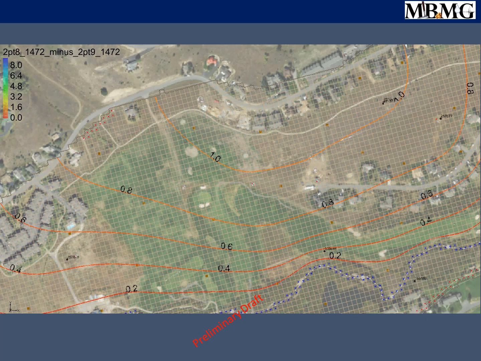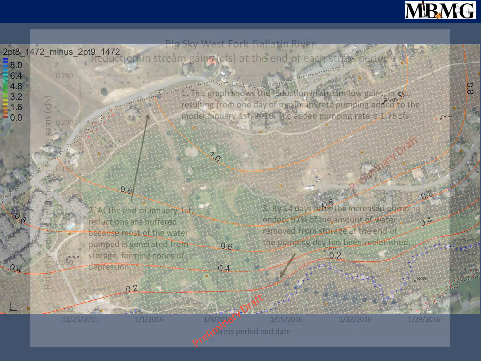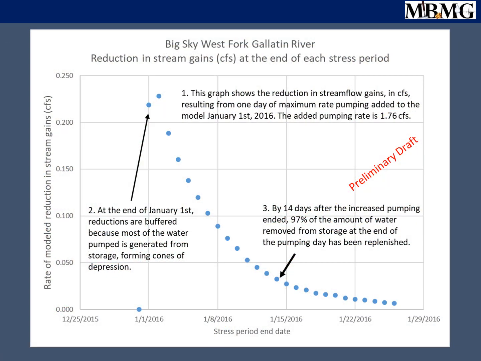And the next slide is going to show how the stream was affected by that 1 day of extra pumping. So, because there's a normal winter pumping rate, remember I said 2.2 CFS is the most they can pump all day. So the added rate is 1.76. So that's what this graph is showing, how the stream flow gains responded to that 1.76 1 day of pumping. And as you can see, it never even reached a quarter of a CFS impact to the stream. But it impacts it for many days.